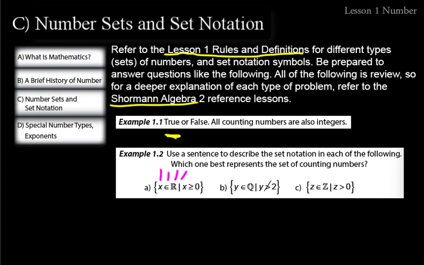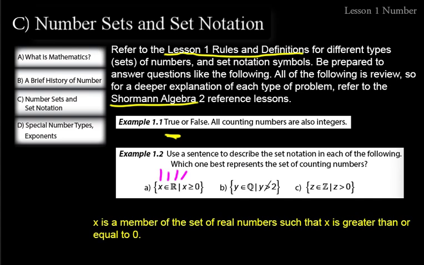X is a member of the set of real numbers such that x is greater than or equal to 0. So we'd write that like this. X is a member of the set of real numbers such that x is greater than or equal to 0. You need to write that down. Remember, we're doing these examples. This is where you write things.